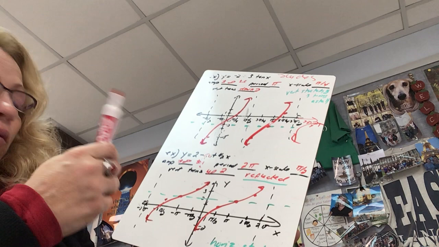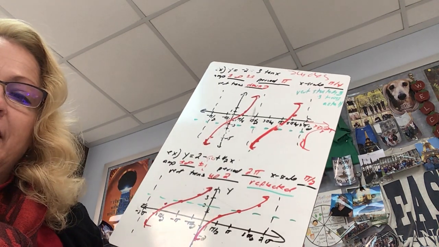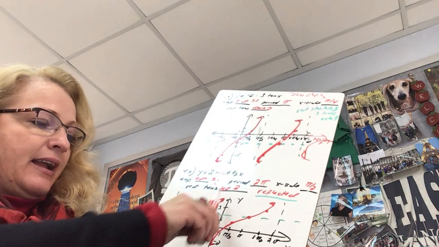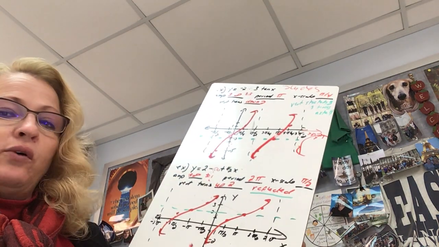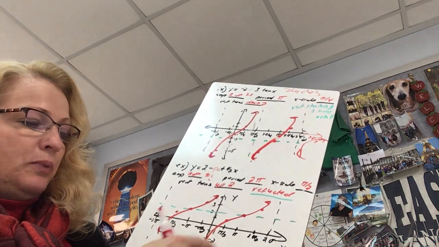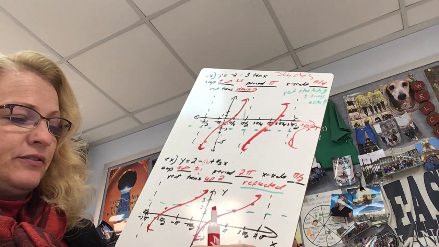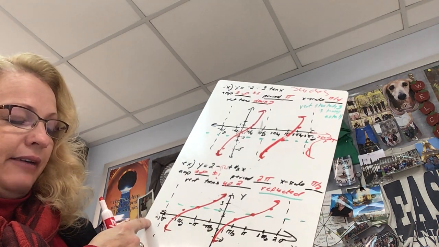All right, now we got to know what's going on at 0 for cotangent. Cotangent is undefined at 0. So that means I have an asymptote here. We know that one cycle occurs between two asymptotes. So if my period is 2 pi, then at 2 pi I will have an asymptote, and at negative 2 pi, I will have an asymptote.